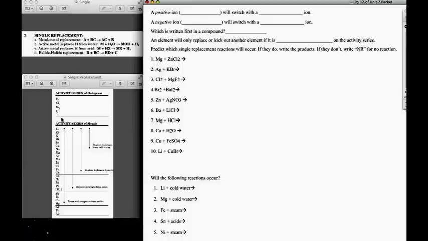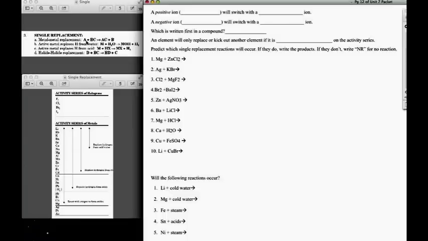Below it is your activity series, and that's in your packet right now, and it's going to be included in your cheat sheet as well that you get on a test, and I'll explain what you use that for in just a little bit. All right, so we're going to go through.